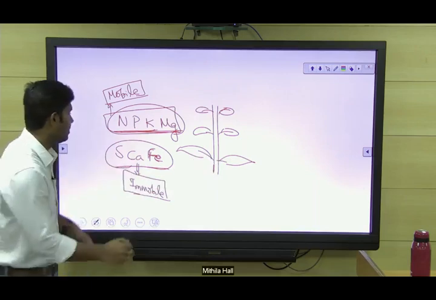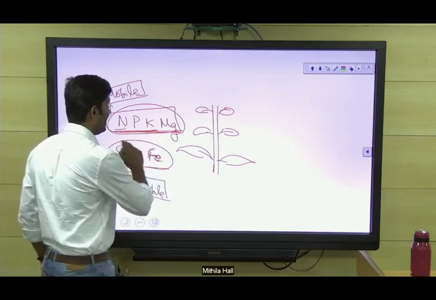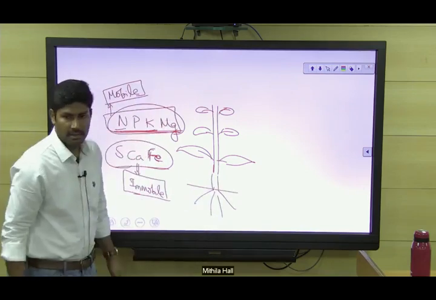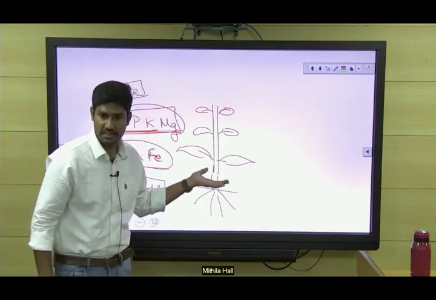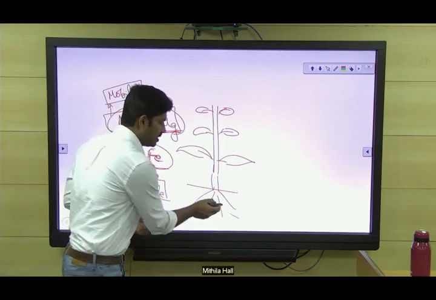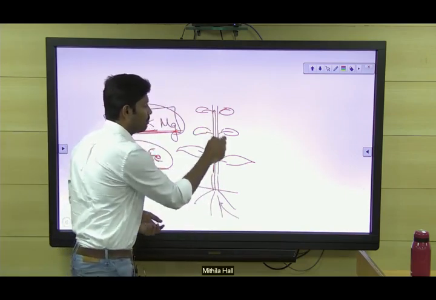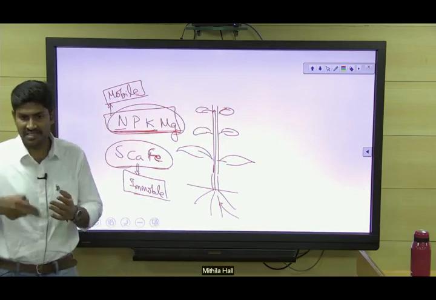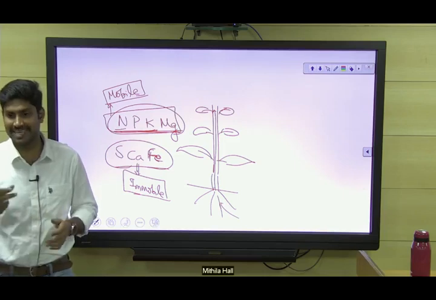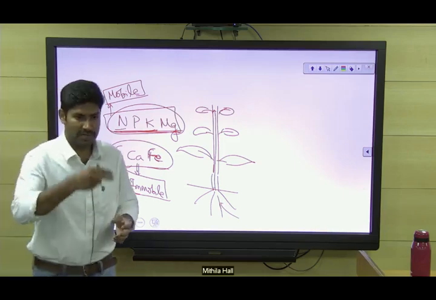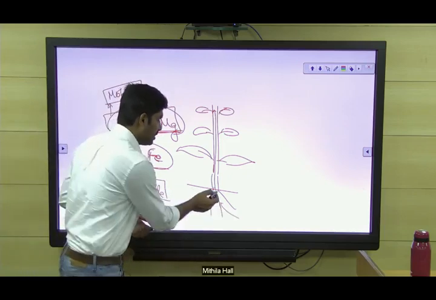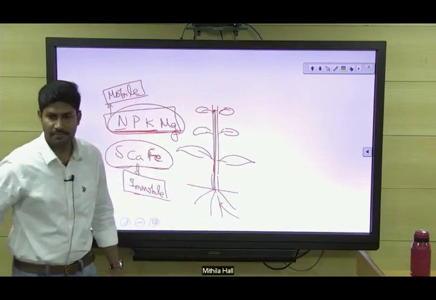For example, nitrogen, phosphorus, potassium are highly mobile. So when the croplands take nutrients from the soil, since these nutrients are highly mobile, immediately after absorption by the roots, they are transported to the upper parts of the plants. This translocation is a movement in the vascular system of the plant, xylem and phloem. So they move very quickly within the plant system, right? Immediately after absorption by the roots, they are quickly transported to the upper parts of the leaves.